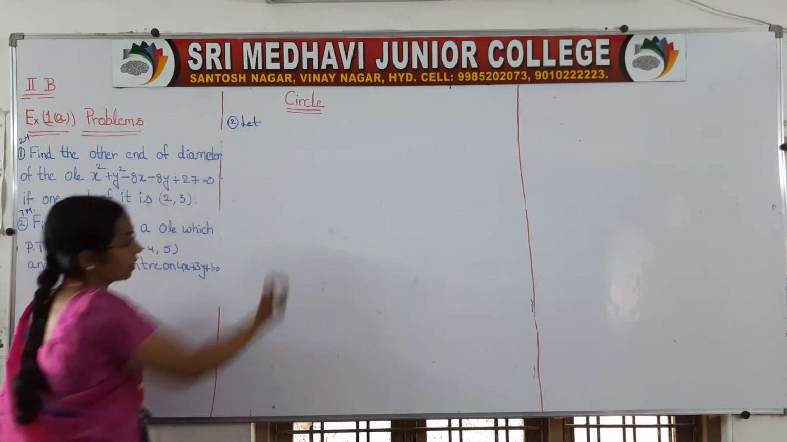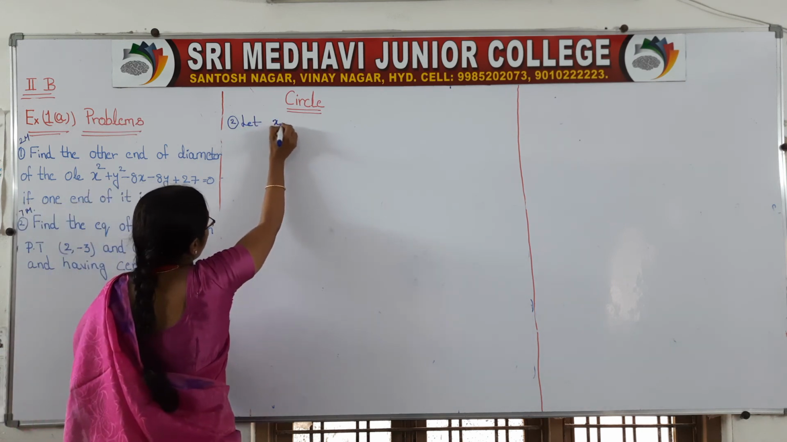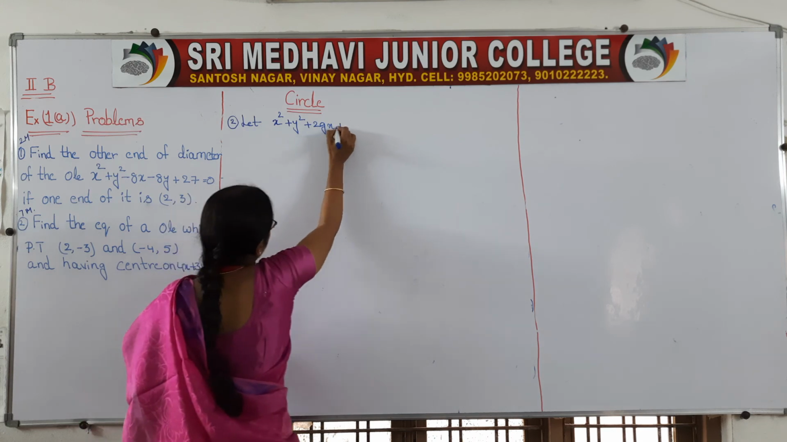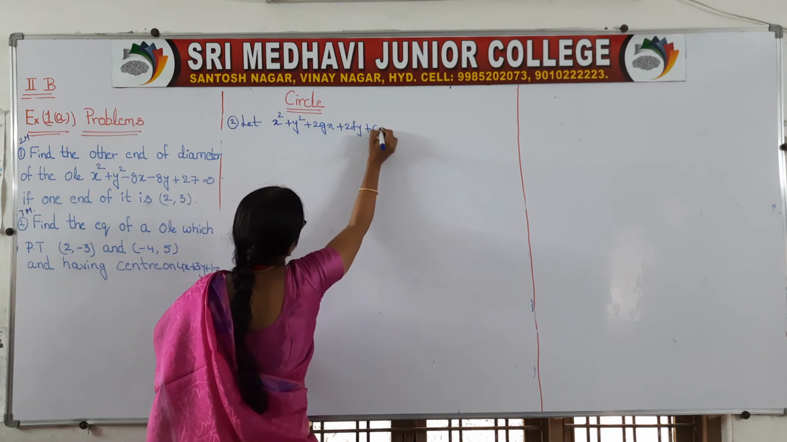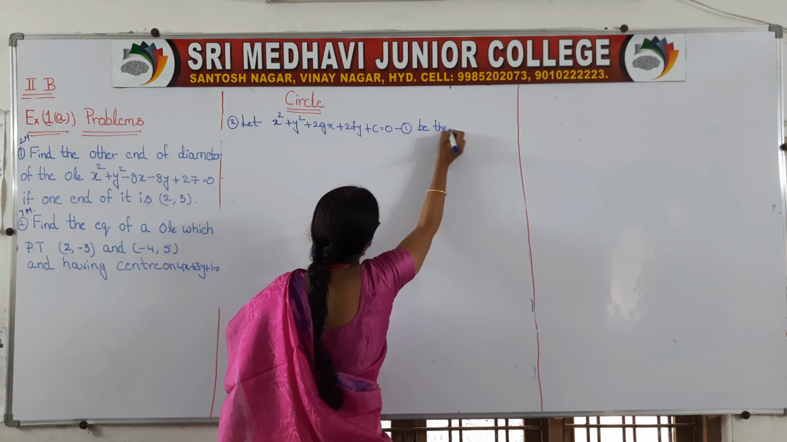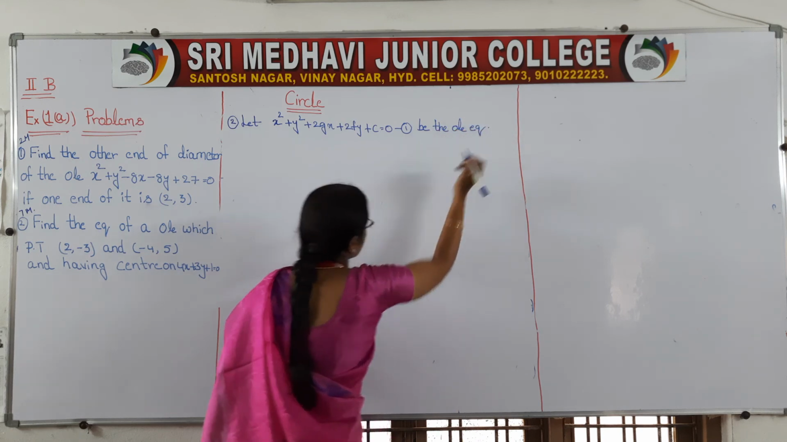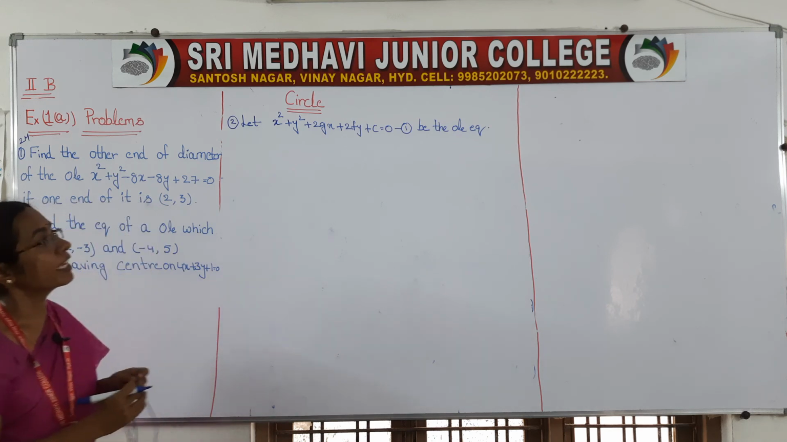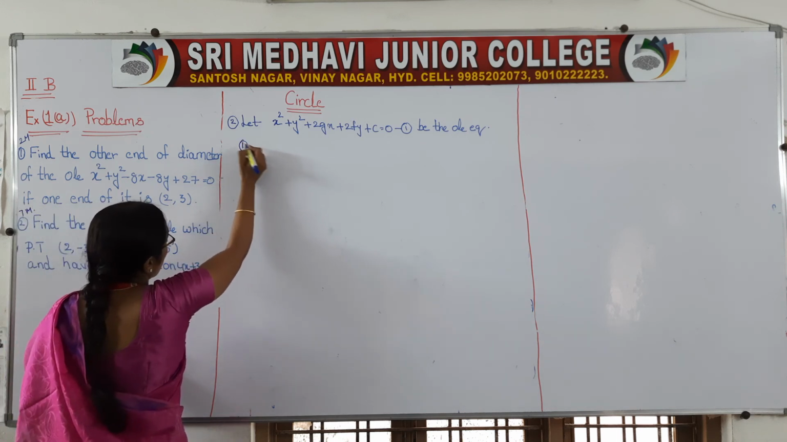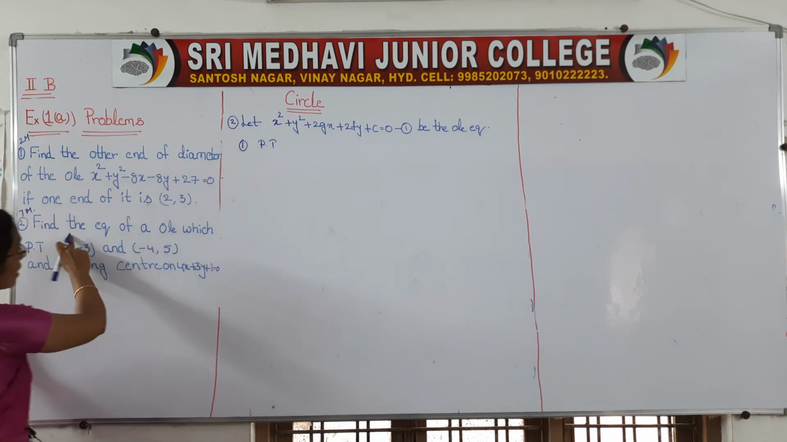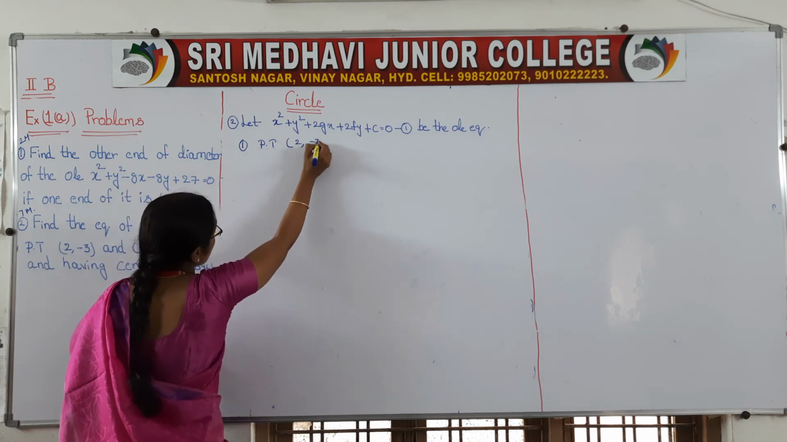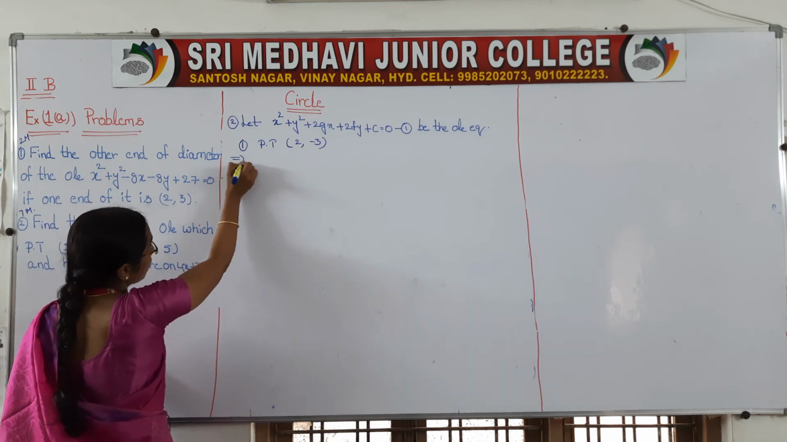So, come on, what is the circle equation? It is x square plus y square plus 2gx plus 2fy plus c is equal to 0 be the circle equation. We don't know what is the circle equation. So, in such cases, we will take general circle equation as the required circle equation. So, now it is given the circle passes through this point and this point. So, passes through first point, what is it? 2 comma minus 3.